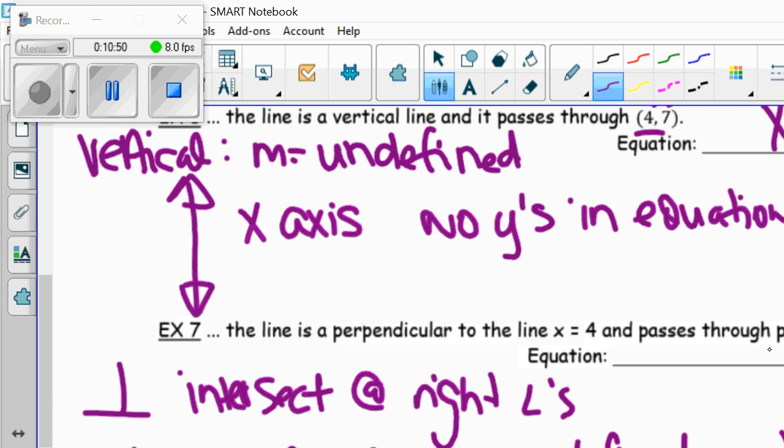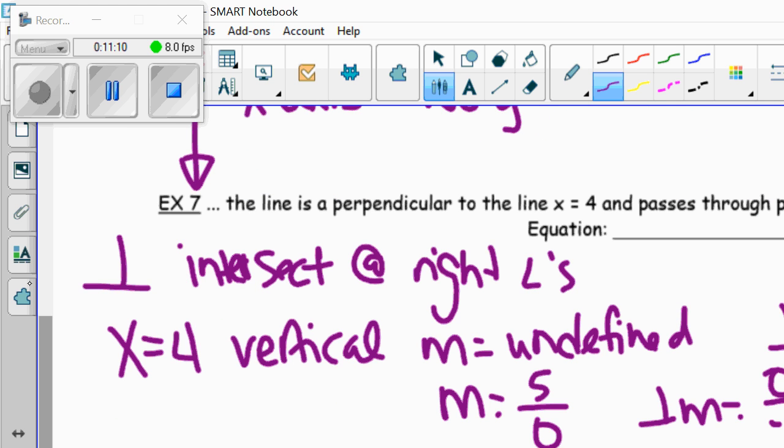So if I have a slope of undefined, that means that it came from any number divided by 0. So let's say this was 5 divided by 0. If I flip this and change the sign to get my perpendicular, I would get 0 over, let's say, negative 5, which is just 0. So anytime I have an undefined slope, the perpendicular slope to that is always going to be a 0 slope. So my perpendicular slope is going to equal 0.